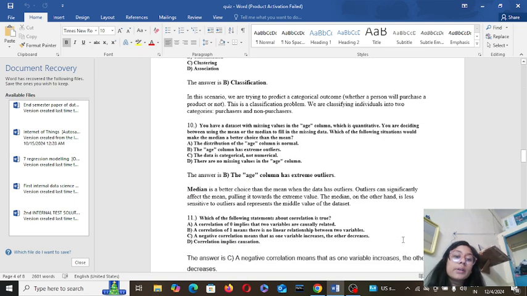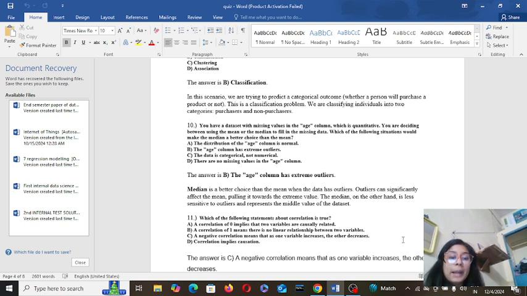Now you have a data set with missing values in the age column, which is quantitative. You are deciding between using the mean or the median to fill the missing data. So which of the following situations would make the median a better choice than the mean? So our option is B. The age column has extreme outliers.